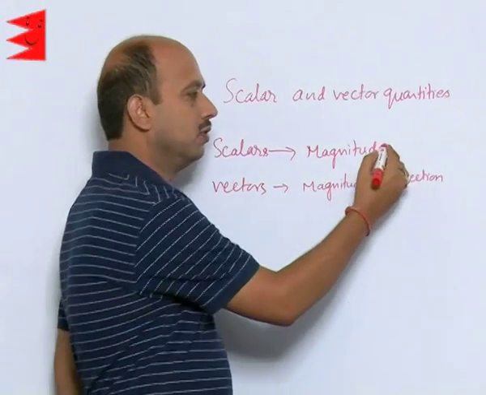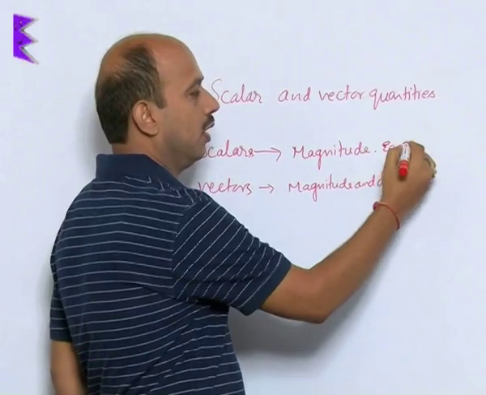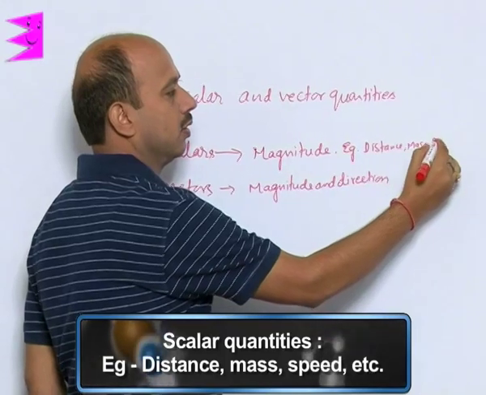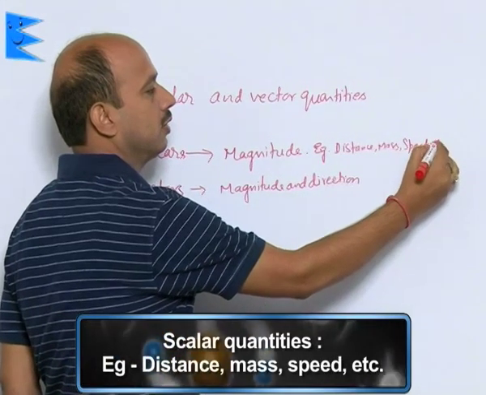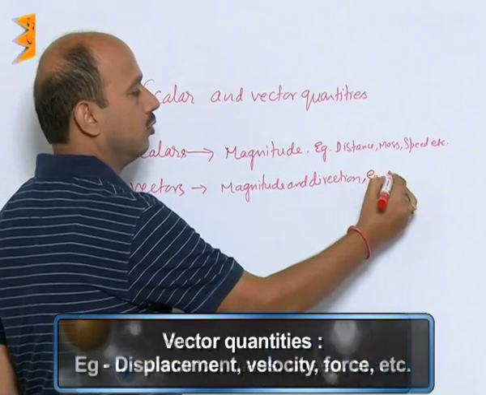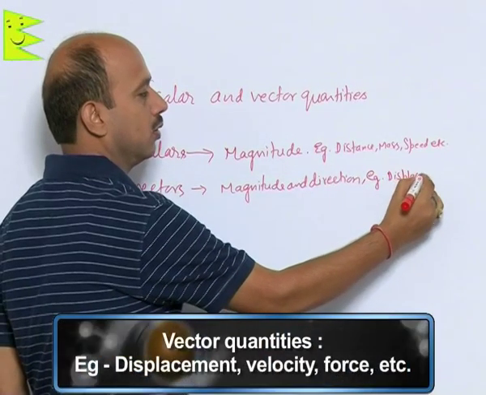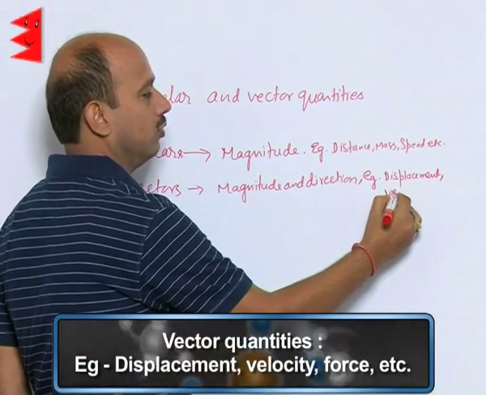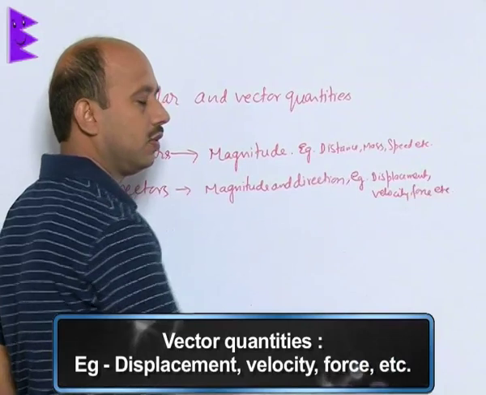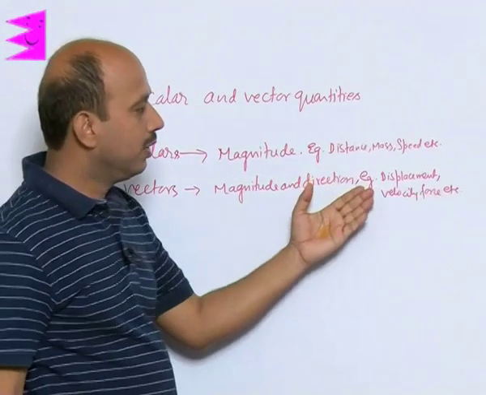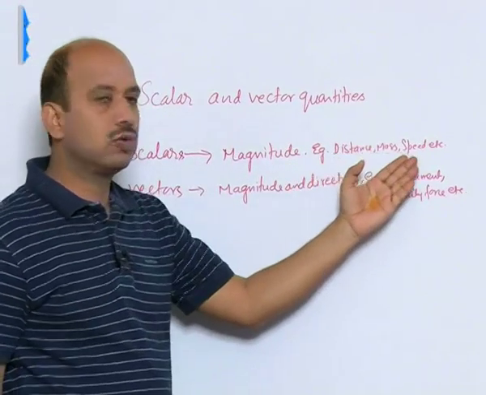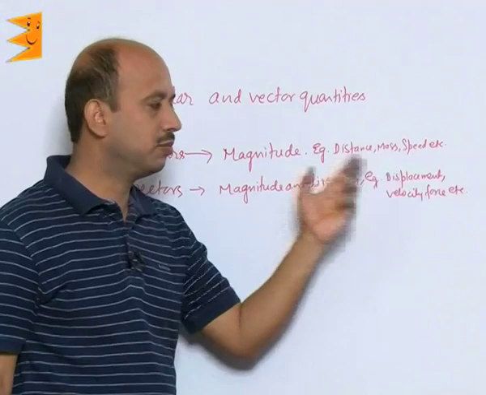Here you can take examples like distance, mass, speed, etc. for scalars. For vectors we can take examples like displacement, velocity, force, etc. So, whenever these quantities are described, they need magnitude as well as direction, whereas the other quantities do not require direction for their description.